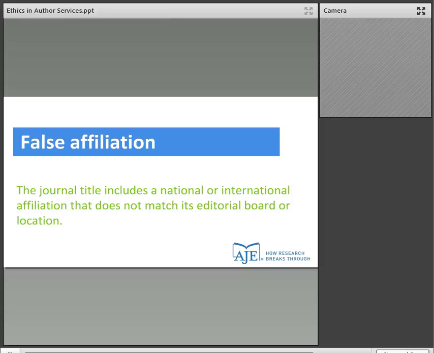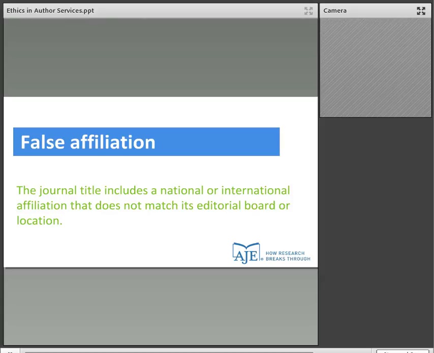If the journal has a false affiliation, beware. So if it claims to be the American Society of Geophysics and it's based in Indonesia, it's probably not a good sign. Probably a little more believable if a former colony of Britain declares itself to be the British Society of such and such. But again, do be careful.